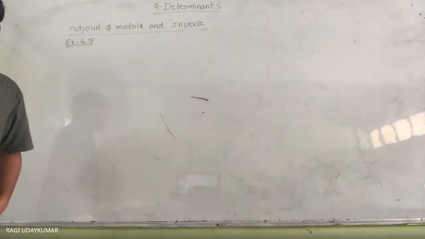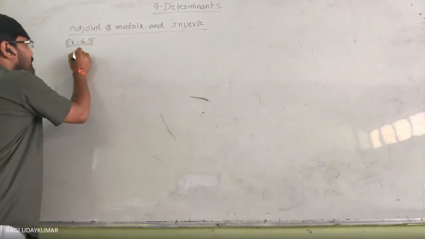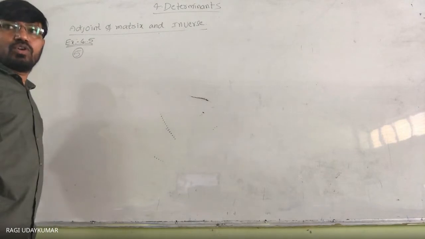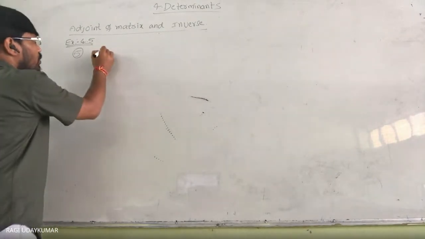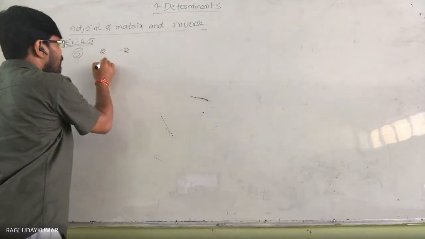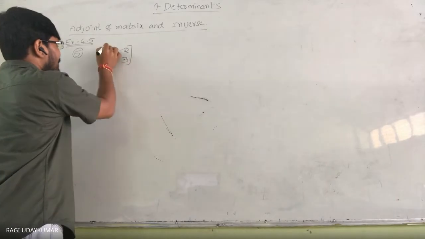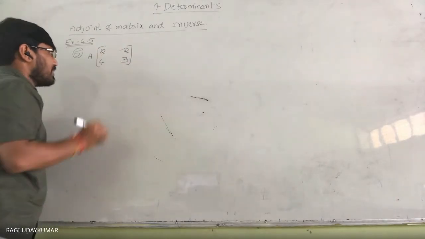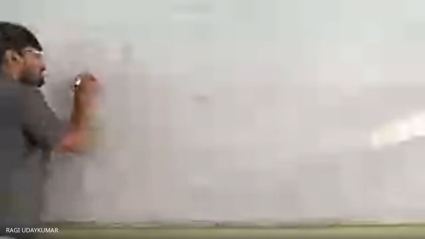So now here, the fifth problem is given to you: 2 minus 2, 2 minus 2, 4, 3. This is the matrix. So do remember, the same pattern of inverse finding applies. But there is a direct way. What you have to do first is to determine whether the inverse exists.